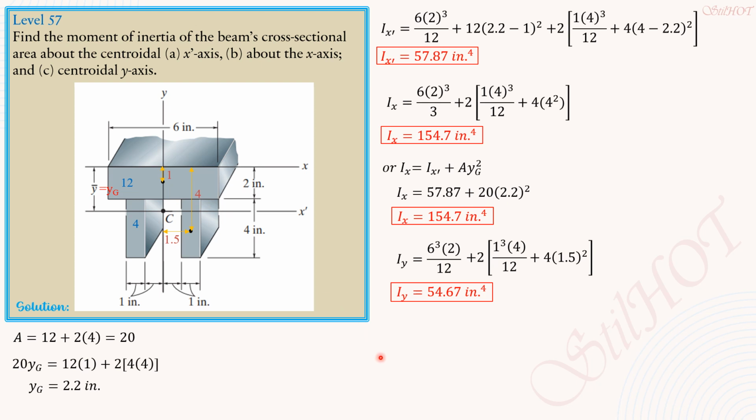So that's it for this problem. I hope that when so many examples are presented, you can master computing the moment of inertia of composite areas with respect to the centroidal axis by applying the parallel axis theorem or the transfer formula for the moment of inertia of areas.